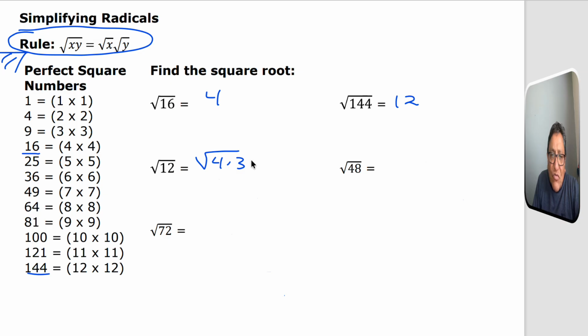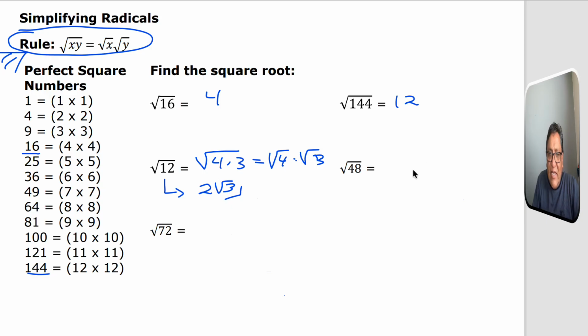Now, 4 times 3, according to this rule, looks like xy inside the radical. So the square root of 4 times 3 we can simplify as the square root of 4 times the square root of 3, correct? Now you know that the square root of 4 is 2. And the square root of 3 we cannot simplify, so we will just write it down. So this will be the simplest form of the square root of 12.